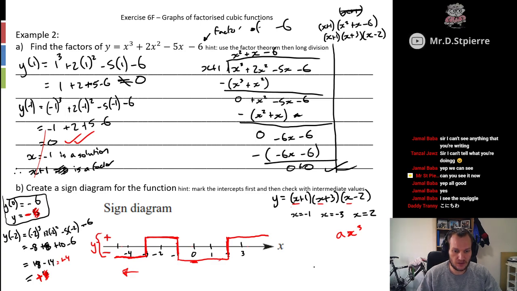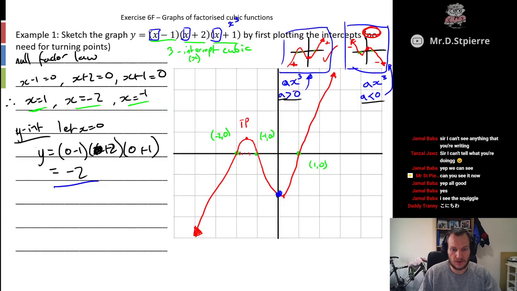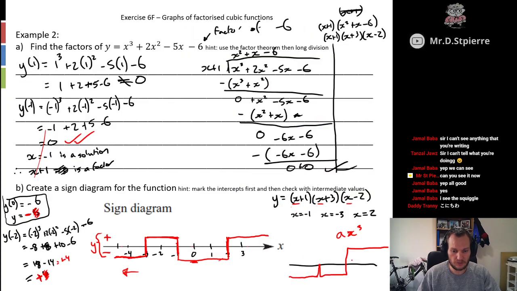Because a sign diagram for a repeated root would look something like this. The graph would actually be negative, come up, touch the x-intercept, come back down, stay negative, and then go through. If you just assume using this whole idea of the a with a repeated root, then you might make mistakes.